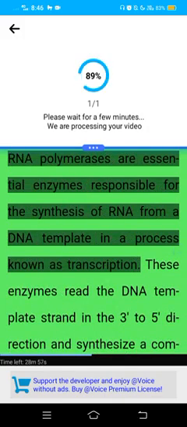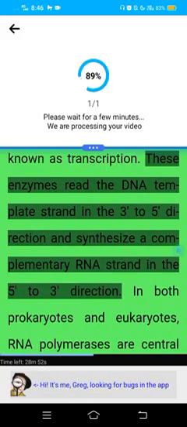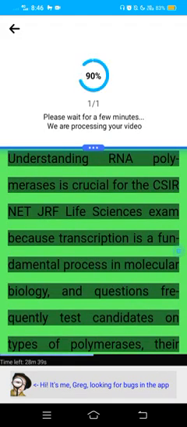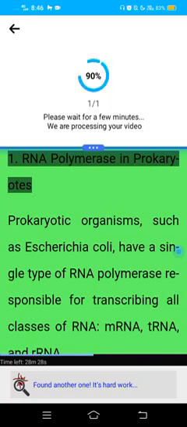RNA polymerases are essential enzymes responsible for the synthesis of RNA from a DNA template in a process known as transcription. These enzymes read the DNA template strand in the 3' to 5' direction and synthesize a complementary RNA strand in the 5' to 3' direction. In both prokaryotes and eukaryotes, RNA polymerases are central to gene expression, but their structure, number, and functions differ significantly between the two domains. Understanding RNA polymerases is crucial for the CSIR NET JRF Life Sciences exam because transcription is a fundamental process in molecular biology, and questions frequently test candidates on types of polymerases, their roles, inhibitors, subunit composition, promoter recognition, and associated factors. 1. RNA polymerase in prokaryotes.